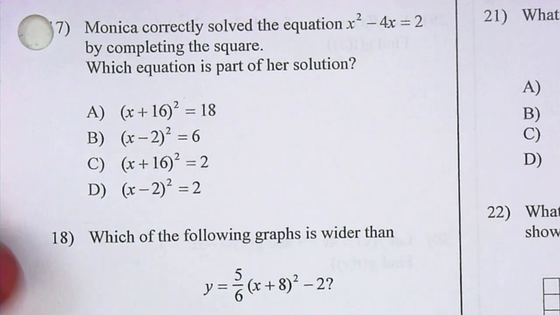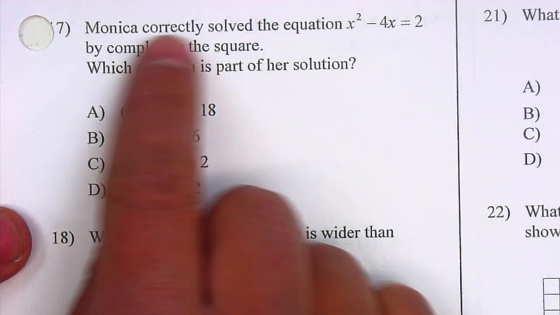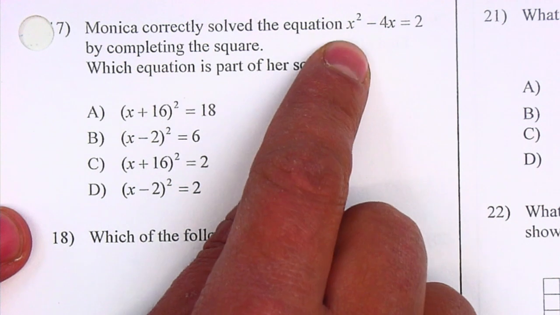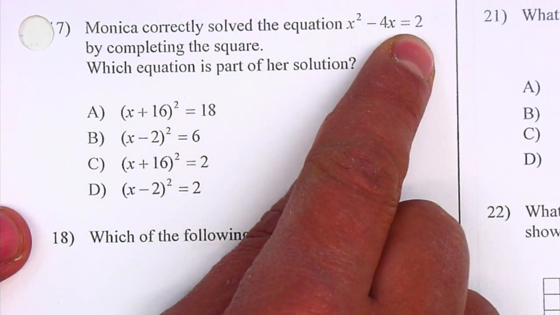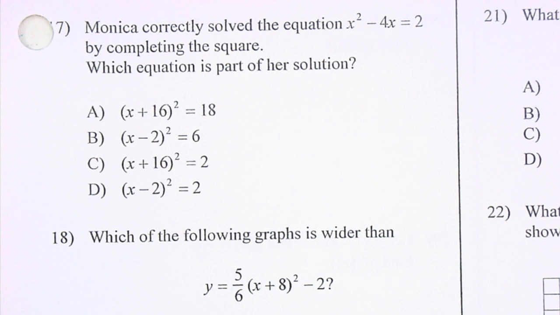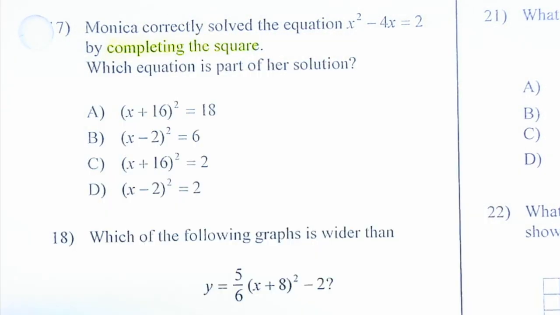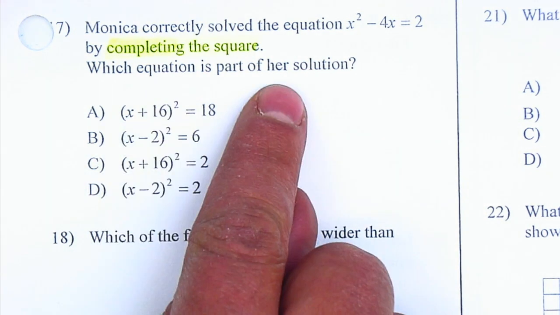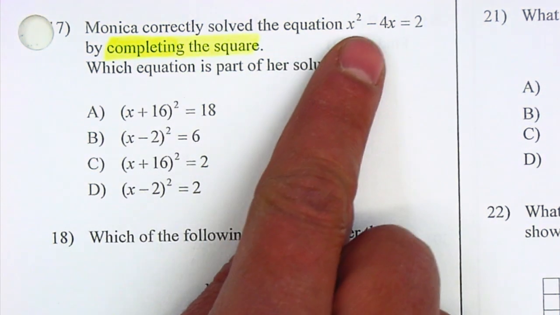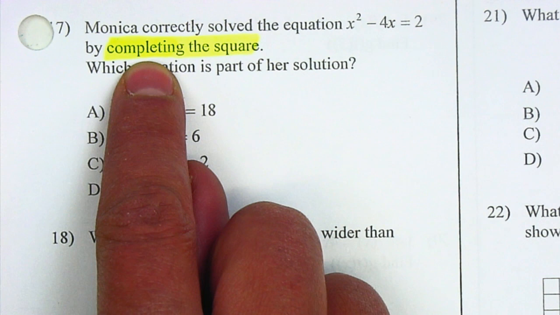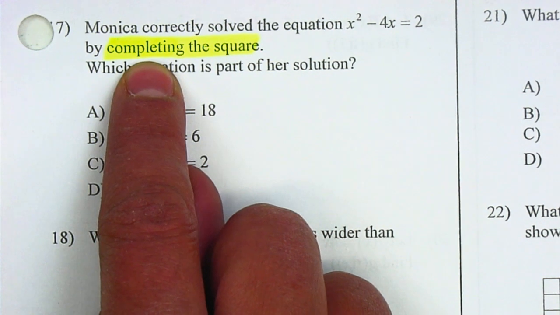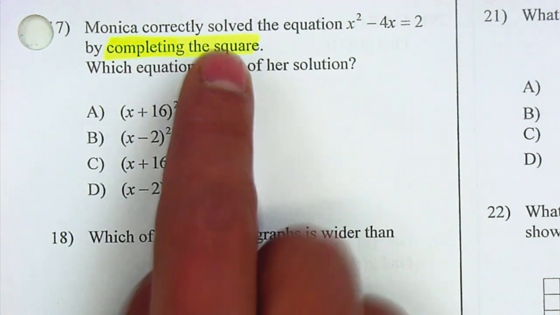Now, on problem number 17, we have Monica correctly solved the equation x squared minus 4x equal to 2 by completing the square. So we're going to have to complete the square as well. Which equation is part of our solution? Now, to complete the square means that we need to be able to add something in order for it to become a square.